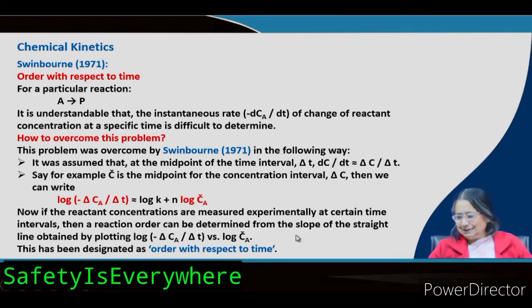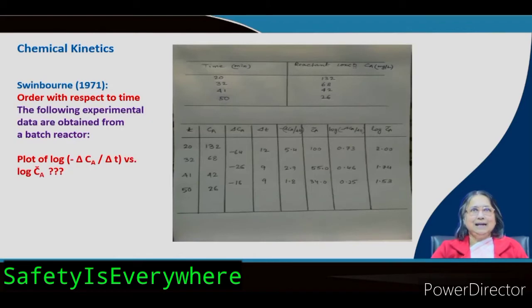Now, let us see with some example. Here you can see this is the experiment that is done in some batch reactor. And this is the time in minutes: 20, 32, 41, and this is 50. At different times you are taking an aliquot and then measuring the concentration of the reactant. That concentration you term as CA.